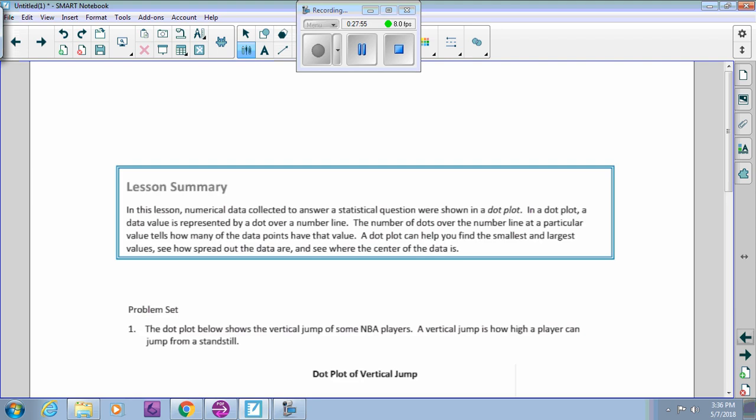All right, so page 10 is your homework tonight. If there's extra time in class, which there probably won't be much, you can get started on that.